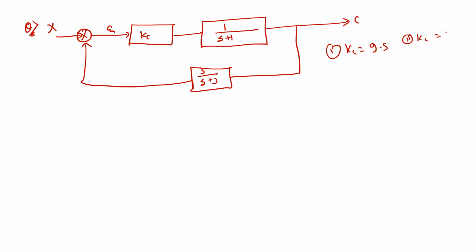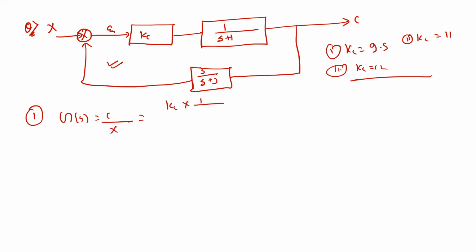Second, Kc is equal to 11. And when the value of Kc is 12, we have to understand whether the system is stable or not. So first, to understand the stability of this particular system, we have to make the transfer function. The transfer function G(s) equals C upon X. So I can write directly Kc into 1 upon S plus 1, upon 1 plus Kc into 1 upon S plus 1 multiplied with 3 upon S plus 3.